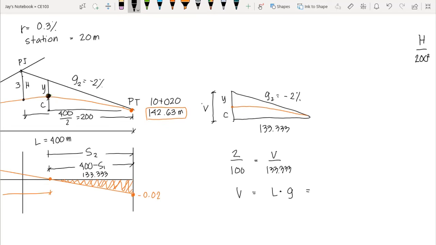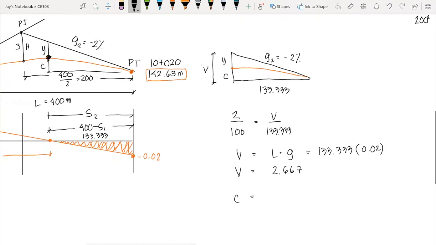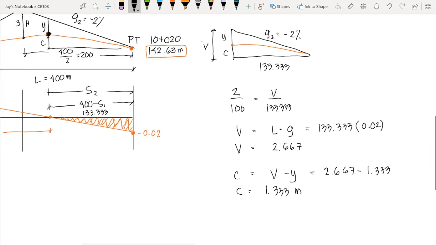Okay, so that means we have the length is 133.333 times the grade, which is 0.02. Okay, you just get the vertical height, which is 133.333 times 0.02. This would give us 2.667. So we can now compute C by just subtracting y from V. So we have V minus y. This would give us 2.667 minus 1.333. So we have C is equal to 1.333 meters.